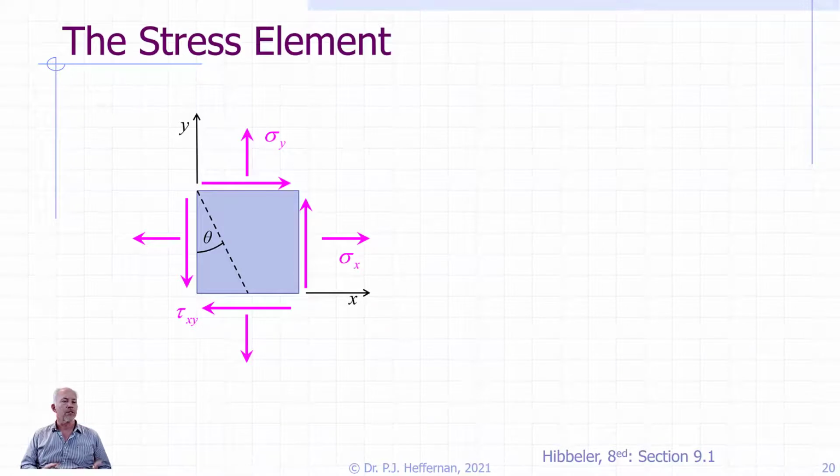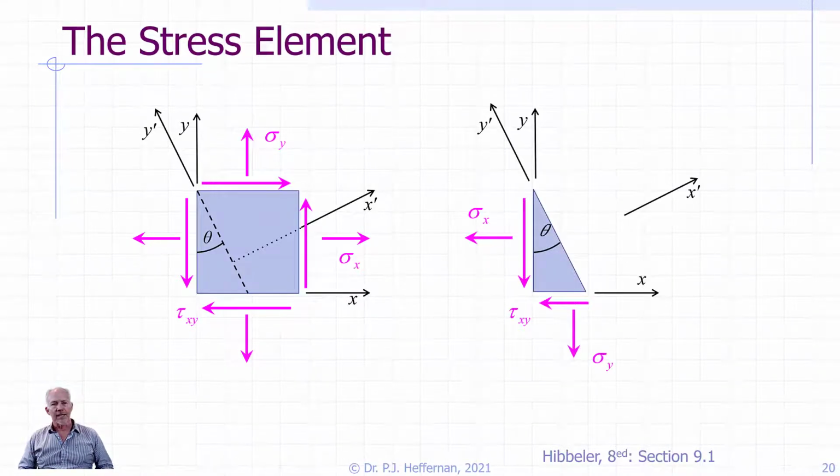And so we're interested in figuring out what our stresses are going to be on this plane theta as we start to change our orientation. And so we draw in our x prime and our y prime axes, and let's isolate that. And of course we're going to have a normal stress and probably a shear stress at that orientation. And so we'll label those as sigma x prime and tau x prime y prime.